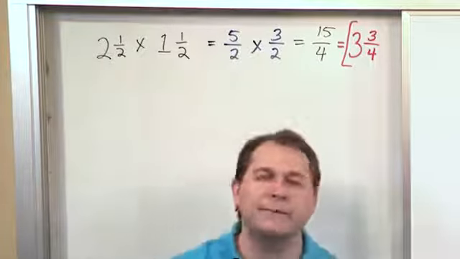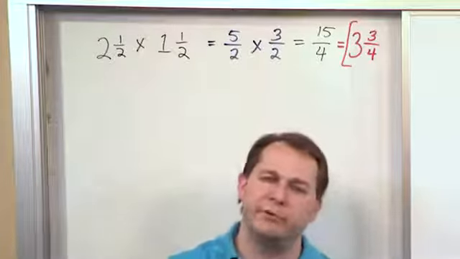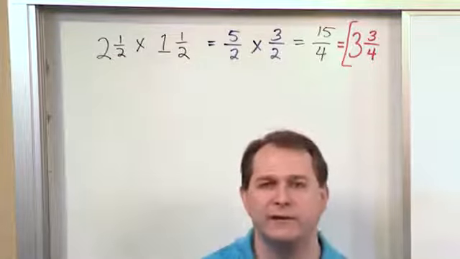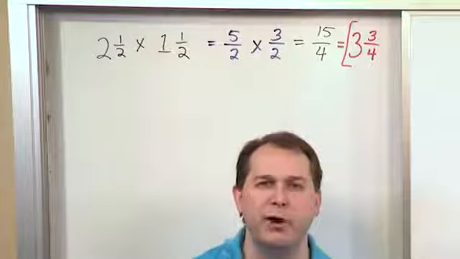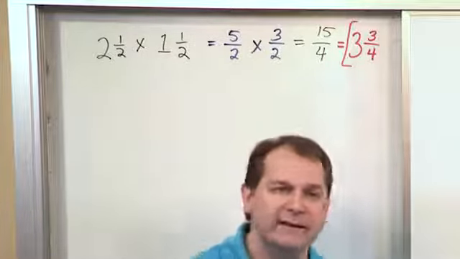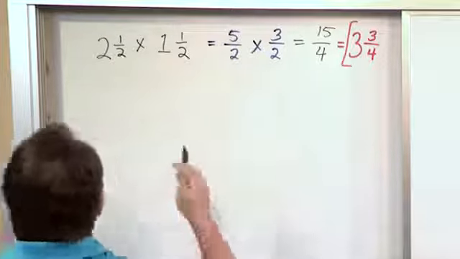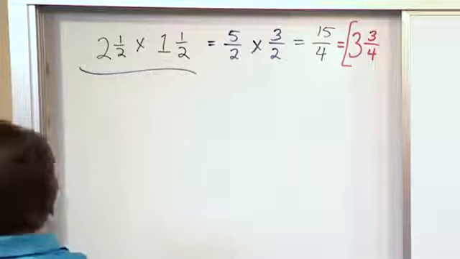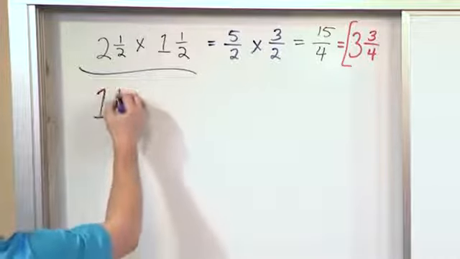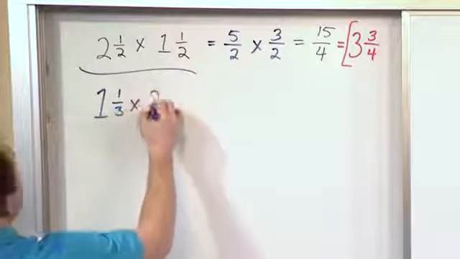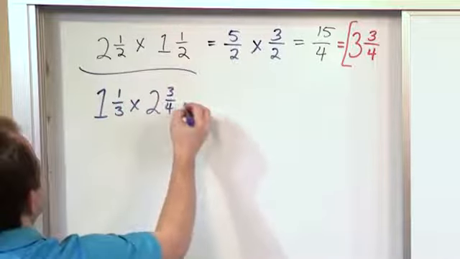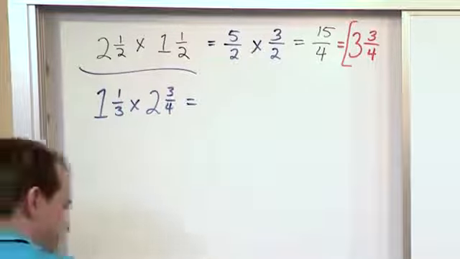All right, so just keep in mind that whenever you're doing these problems, when you're multiplying a mixed number times another mixed number, all you do is convert them both to improper, multiply them, and simplify. And so we're doing the same process for these problems over and over again, but we'll just get some practice doing it as we go along. What if we have 1 1/3 times 2 3/4? How would we handle that?